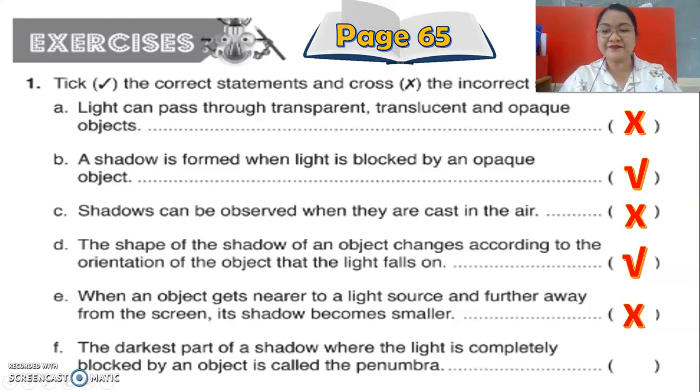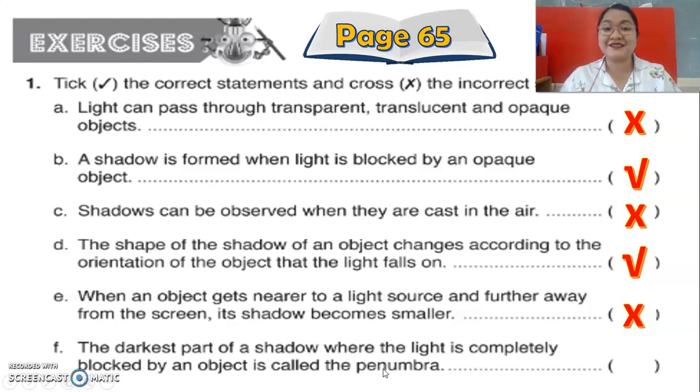Very good. And last, letter F. The darkest part of a shadow, where the light is completely blocked by an object, is called the penumbra. Okay, so let's review the parts of the shadow. What do you call the part of the shadow that is very dark? Is it umbra or penumbra?